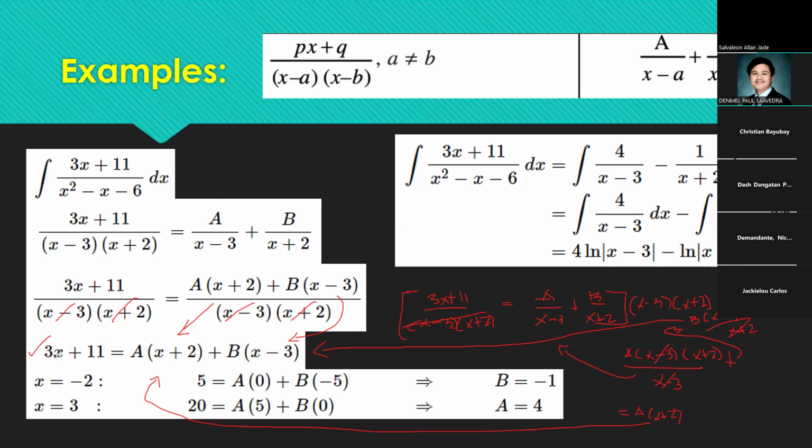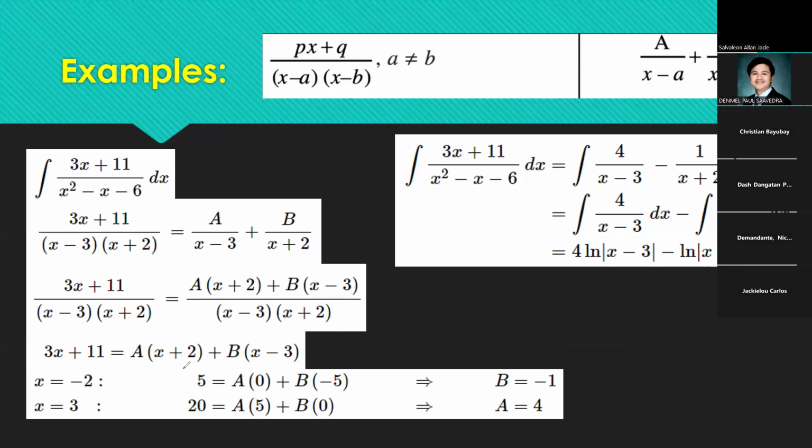Yes, sir. Okay, very good. Let me just erase everything. It's messy. Now, since we now have this one, it's just a matter of finding the value of a and b. So how do we do that again?